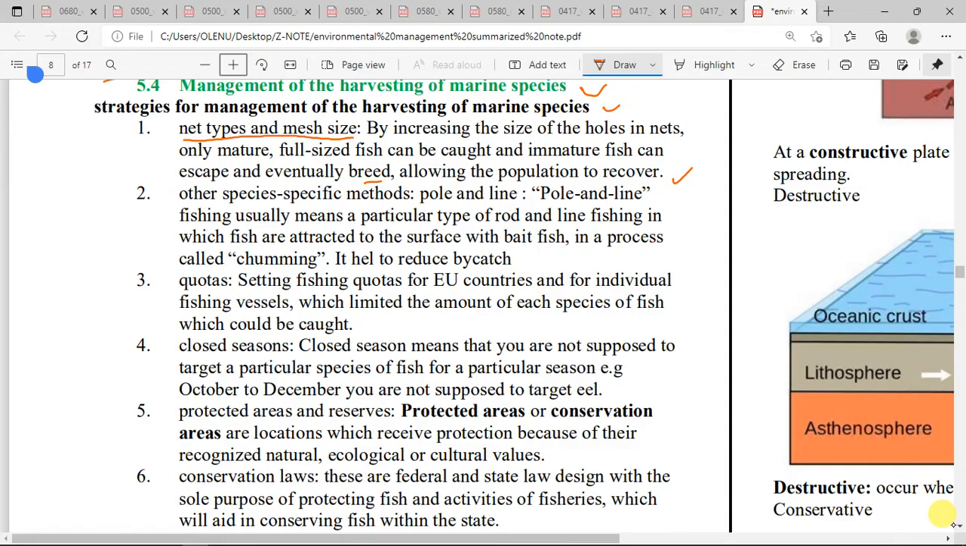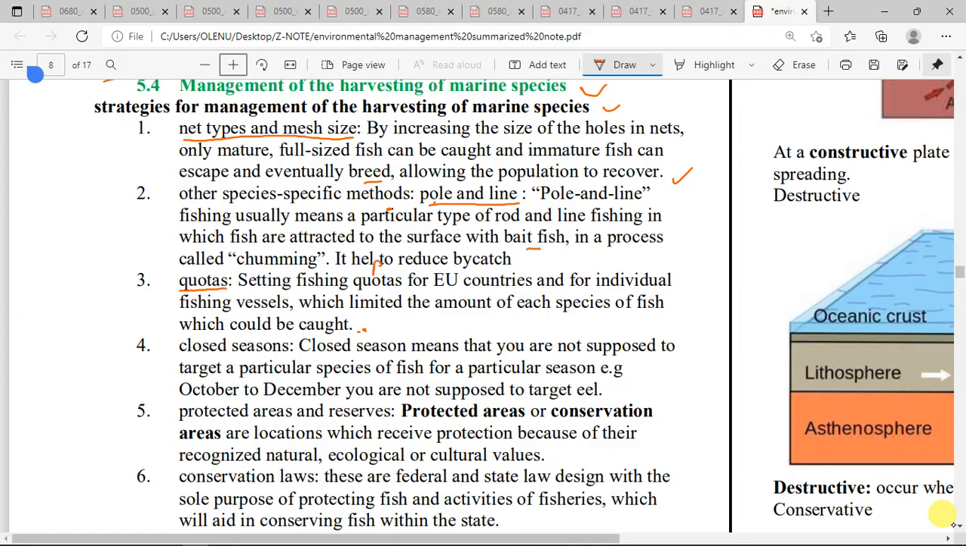Then you have other species-specific methods like the pole and line method of fishing. Pole and line fishing usually means a particular type of rod and line fishing in which fish are attracted to the surface using a bait fish, in a process called churning, and it helps to reduce bycatch. Now, you can introduce fishing quotas, which means setting fishing quotas for European Union countries and for individual fishing vessels, which limits the amount of each species of fish which can be caught at a particular time.